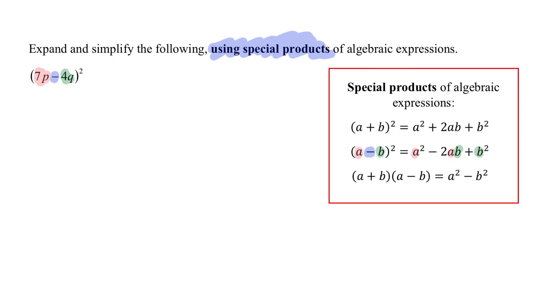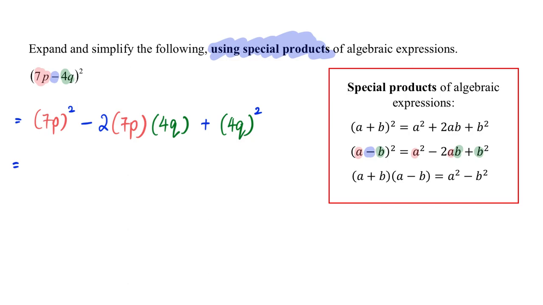And this will be equals to (7p)² minus my 2ab plus my b², (4q)².